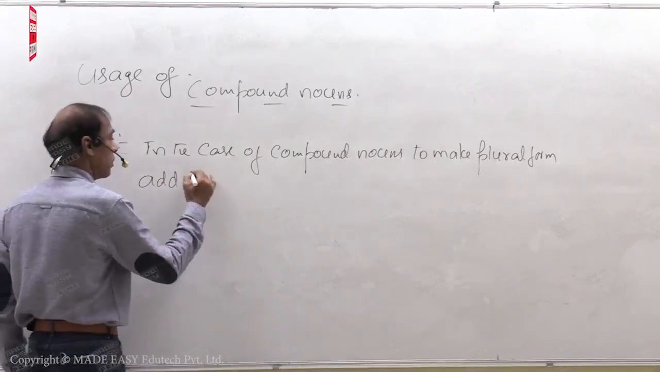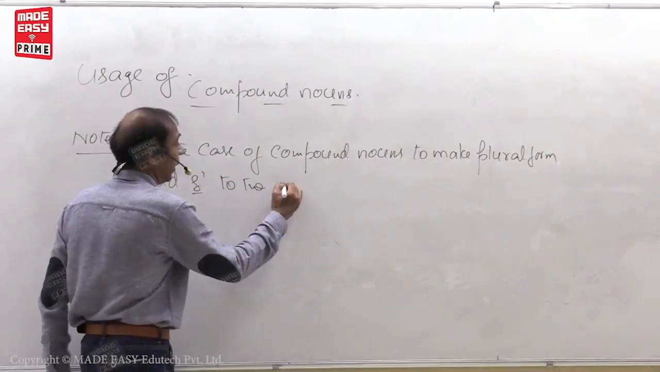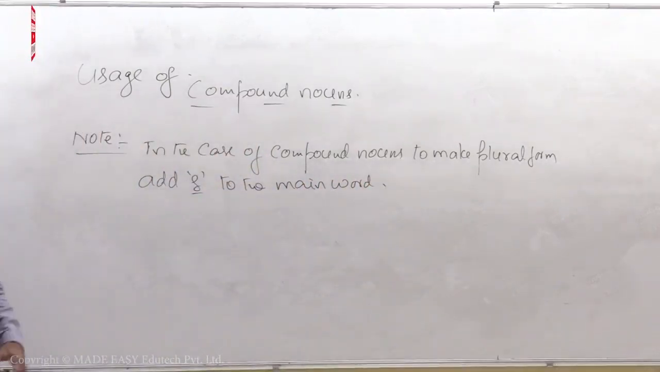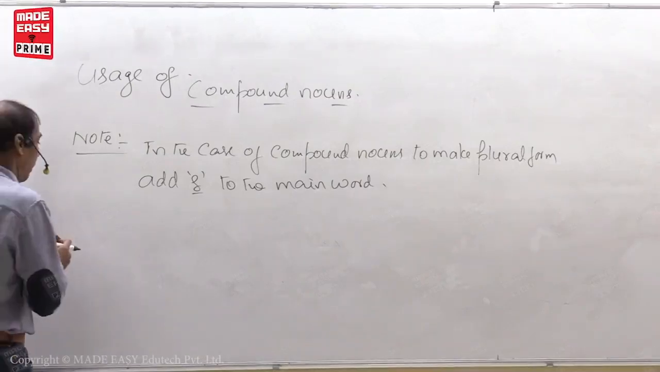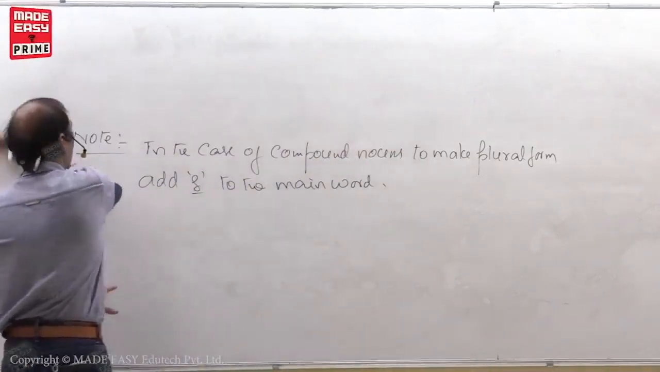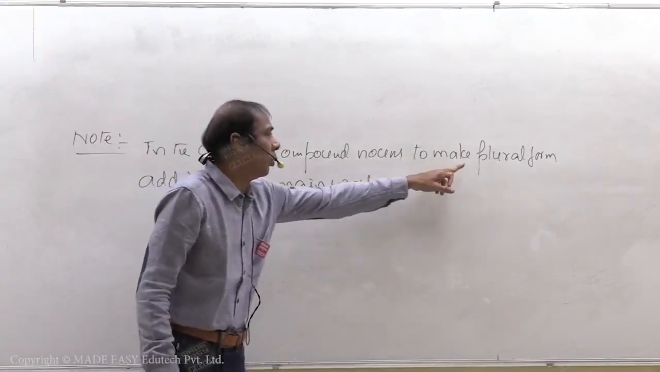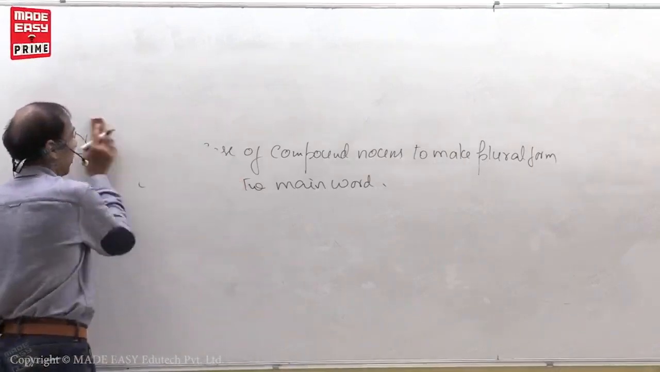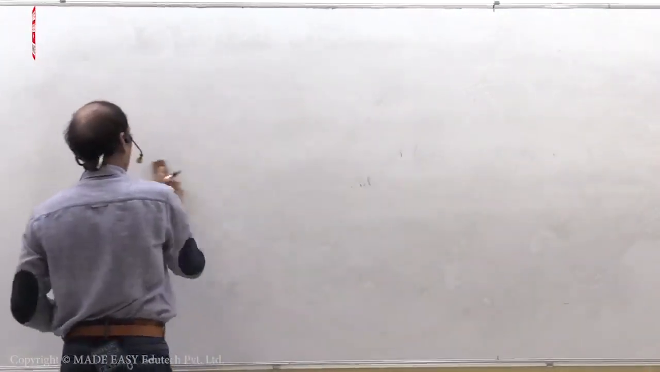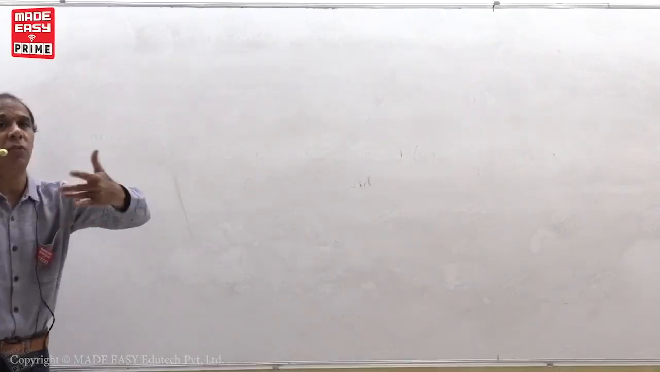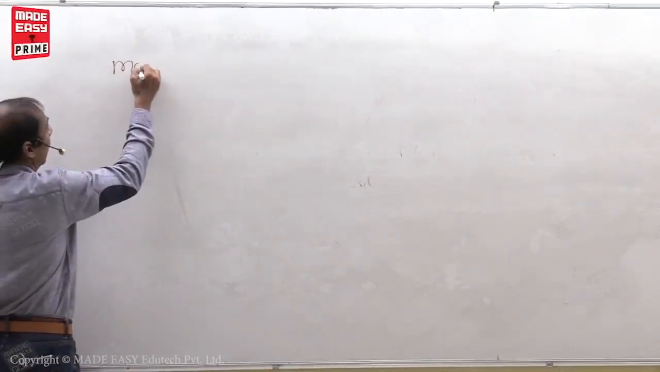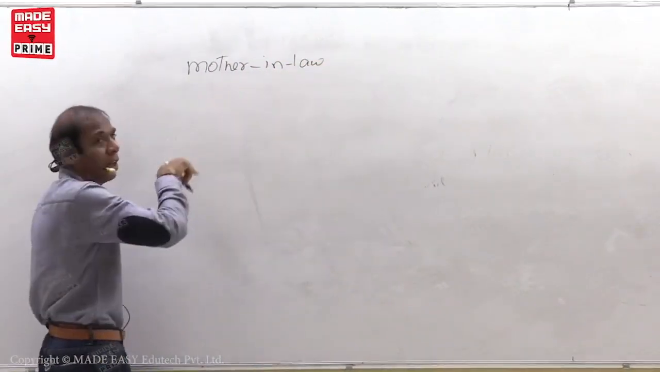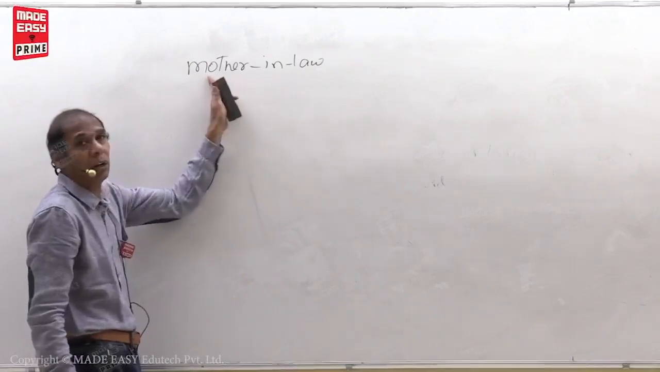Add s to the main word. First of all, what is a compound noun? In the case of compound nouns, to make the plural form, add s to the main word. Okay? Now, what is a compound noun? A noun that has more than one word. For example, mother-in-law. A word that has more than one word. This word is called a compound noun.